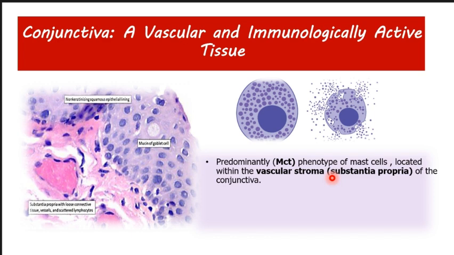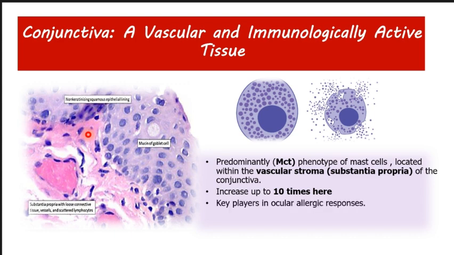Now, in our video on the anatomy of the conjunctiva, I told you what exactly is stroma and what is meant by substantia propria. So these mast cells are located in the substantia propria of the conjunctiva, and they can actually increase up to 10 times whenever they are exposed to a particular allergen, and later on they are the ones responsible for releasing various inflammatory mediators upon activation. Alright, I hope that is clear. So these mast cells are key players in ocular allergic responses.